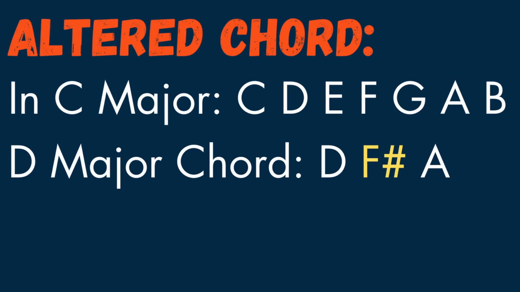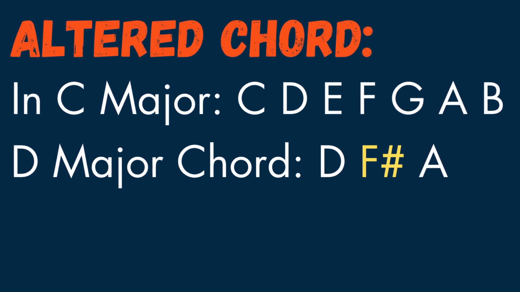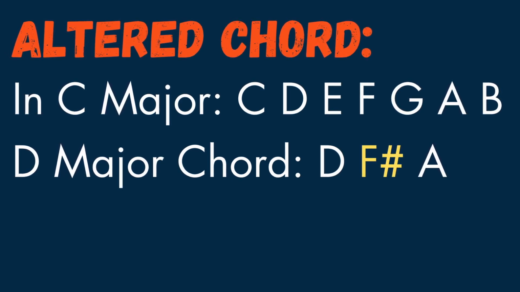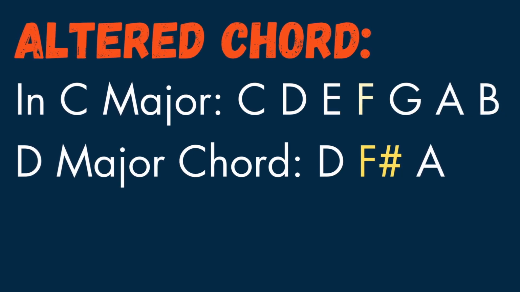But a D major chord has an F sharp. A D major chord is D, F sharp, and A. So a D major chord would be an altered chord in the context of C major, because C major doesn't have an F sharp, but a D major chord does.